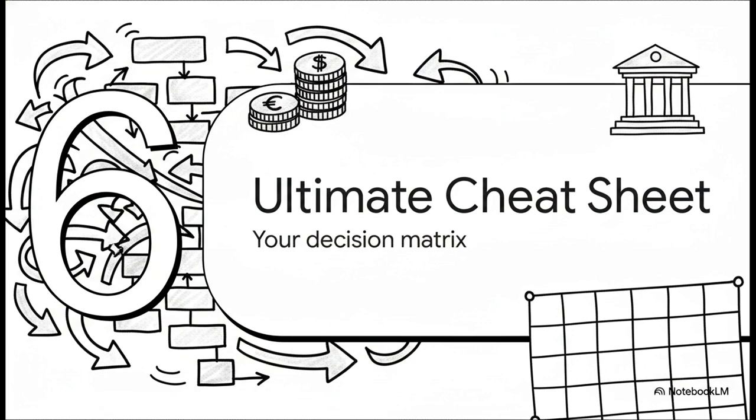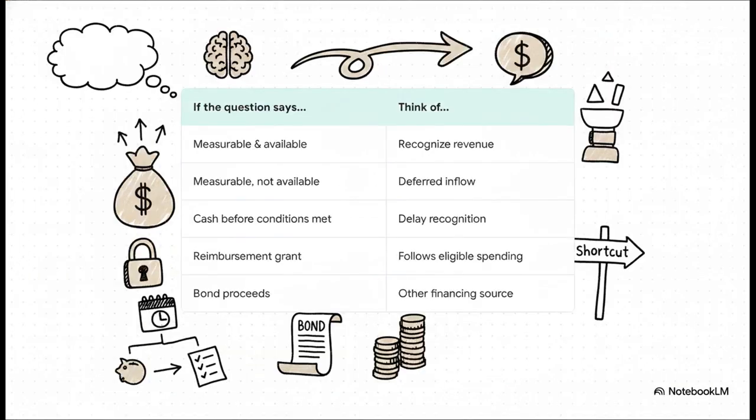Okay, we made it to Section 6, the ultimate cheat sheet. This is the whole shebang, your new framework-based approach in action. If an exam question says the revenue is measurable and available, bam! Your brain should immediately think recognize revenue. If it says measurable but not available, think deferred inflow. Cash received before grant conditions are met, delay recognition.